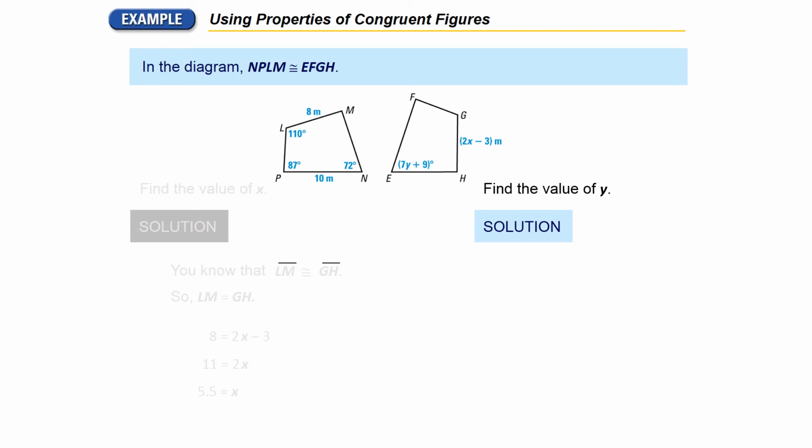Now let's look for y. Notice that y is located at E. Well, E in the statement is the first letter. It matches with N, so they are equal. Now we just subtract 9 from both sides and divide by 7. That is your answer.